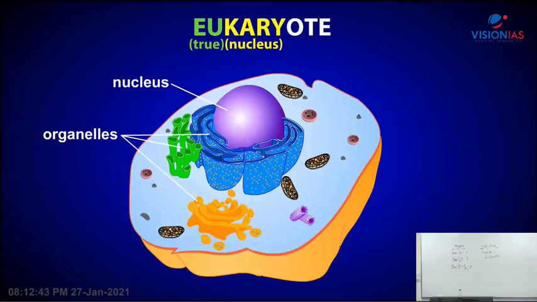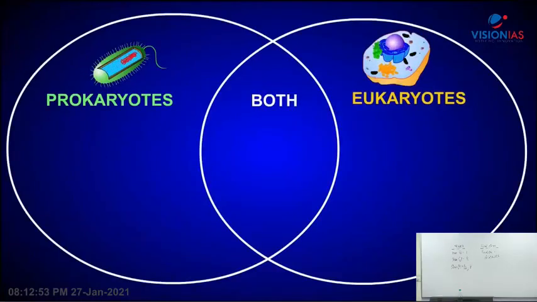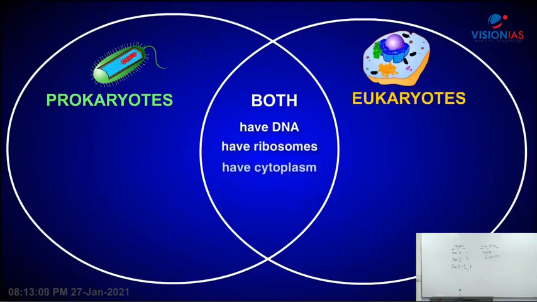Eukaryotic cells are larger and much more complicated than prokaryotic cells. However, they do share a few things in common with prokaryotes. Let's take a look at a Venn diagram to compare prokaryotes to eukaryotes and to also see what areas they have in common. Let's start with their commonalities. Both prokaryotes and eukaryotes have DNA as their genetic material, have ribosomes, have cytoplasm, and have a plasma membrane.